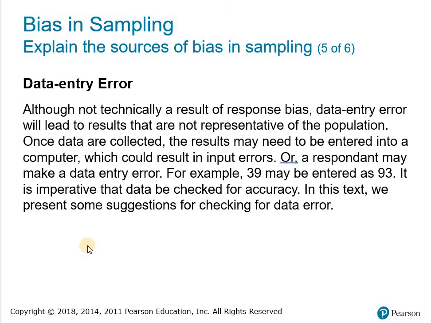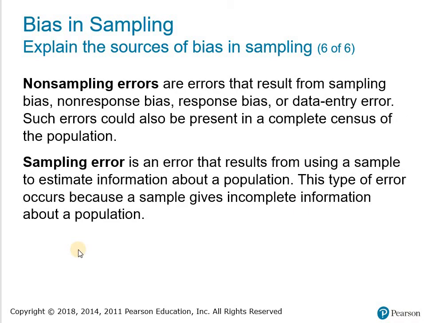Another source of bias could be data entry. Although technically it is not a result of a response bias, data entry error will lead to results that are not representative of the population. Once data are collected, the results may need to be entered into a computer, which could result in input errors, or the respondent may make a data entry error. For example, instead of 39, they will enter 93. It is imperative that data be checked for accuracy.